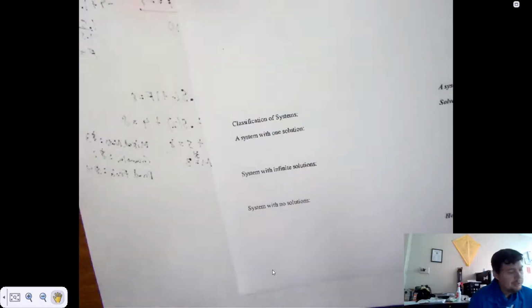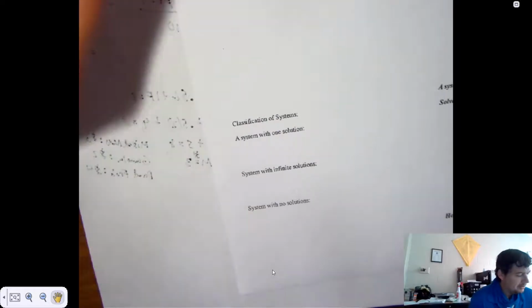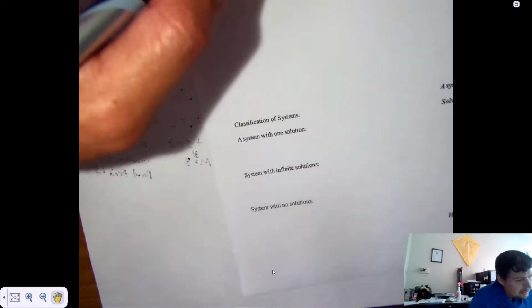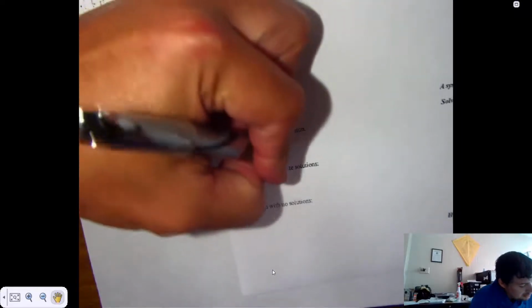So these are the three things you know. A system that has an answer, a legit answer. All right? We come up with three answers for x, y, and z or whatever, is classified as independent consistent or consistent independent.